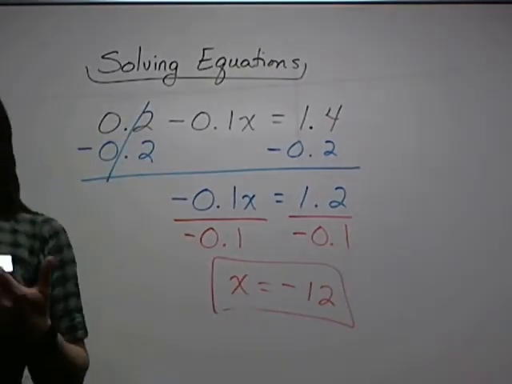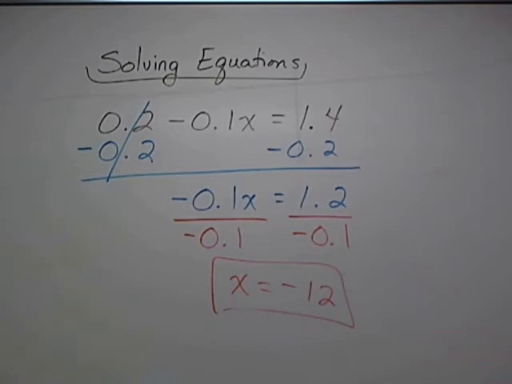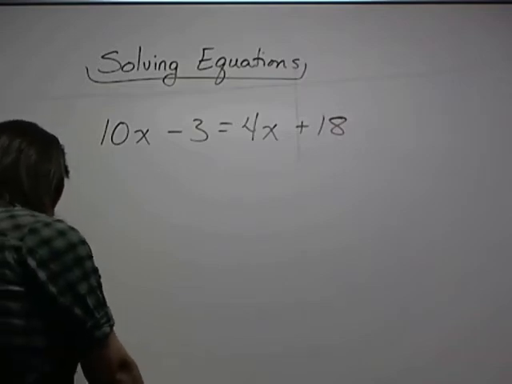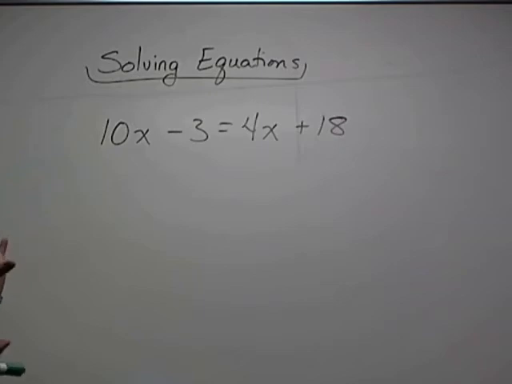So that's reviewing our two-step problems. Now, sometimes we're going to have variable terms on both sides of the equal sign. So we're going to have to do another step. Let's try one of those. So here we have 10x minus 3 is equal to 4x plus 18. Now, I do believe that your book recommends that you move your constant values first. I don't agree with that.